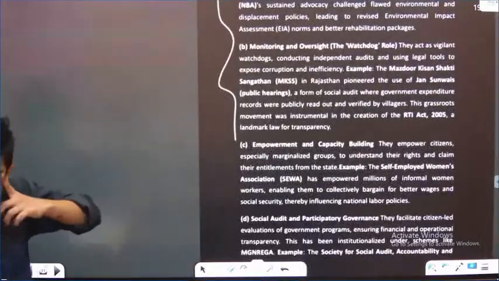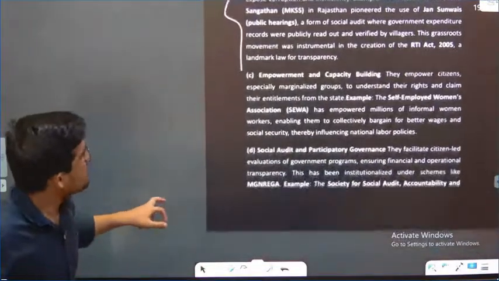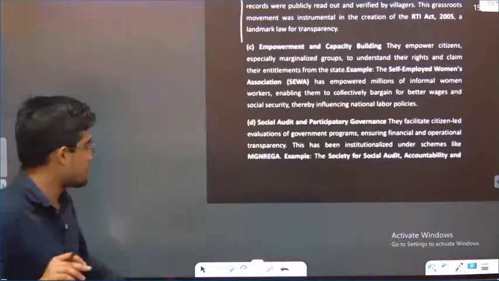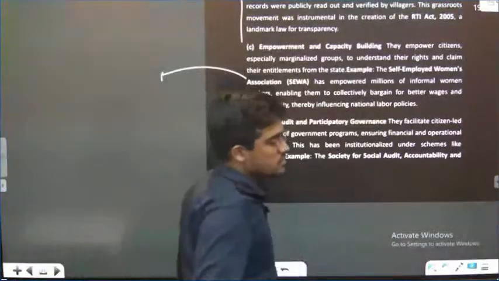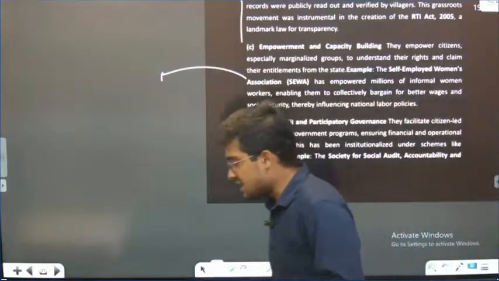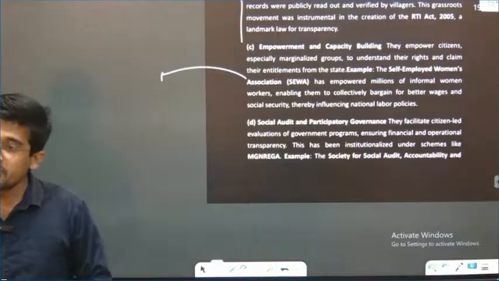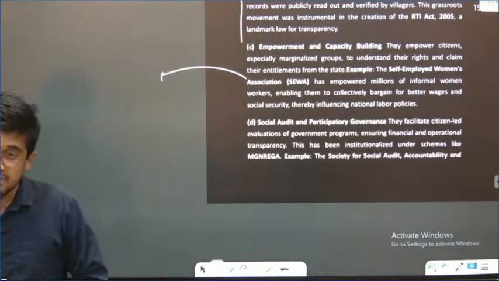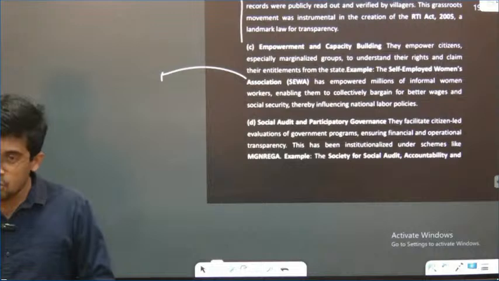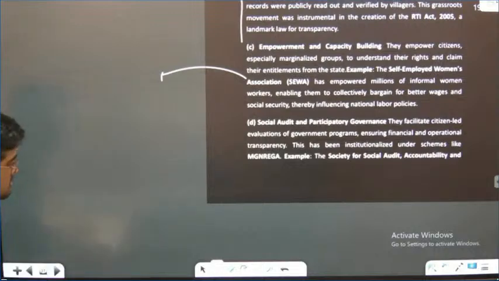Monitoring and oversight, that watchdog function. Then there is something called empowerment and capacity building. SEWA is an organization of women. They especially help each other in best practices, for example, how to build up a business, how to make that business profitable. If some woman wants a loan, that SEWA group will give it to them.